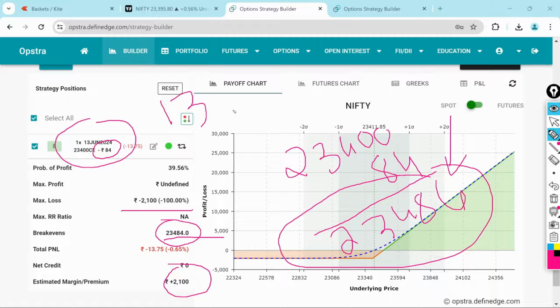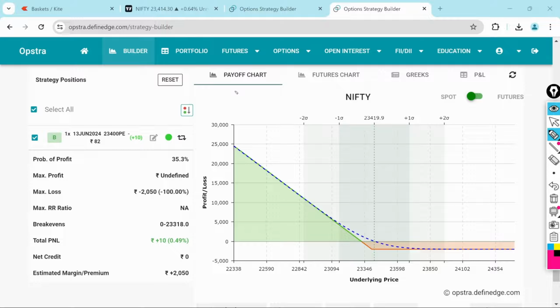In terms of the option seller, if someone has sold this particular call 23,400, the option seller will benefit if the market expires below this break-even point, exactly opposite to the option buyer. So one has to lose. Either the option buyer will lose or the option seller will lose. The option seller will lose if the market goes above 23,484. If anything less than that, the option seller will make a profit. So far we learned how to calculate the break-even point for call options.